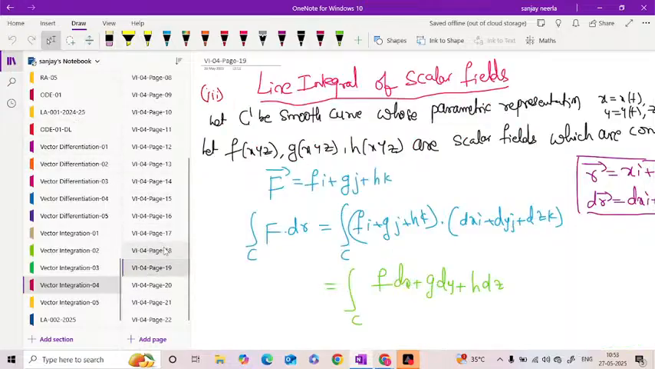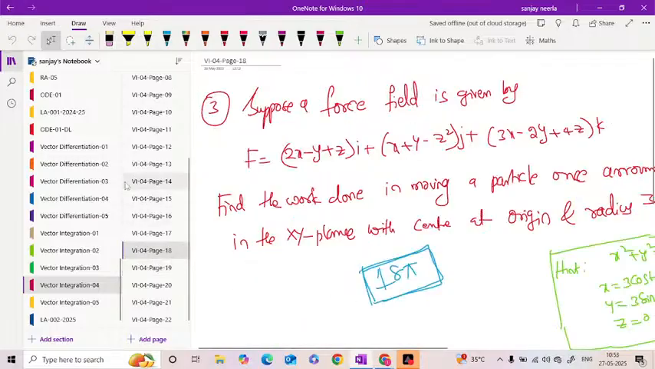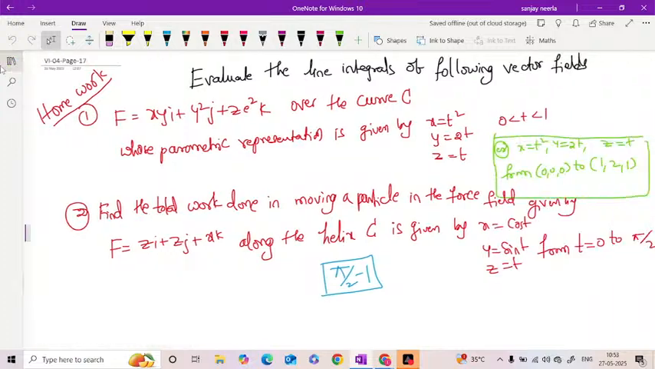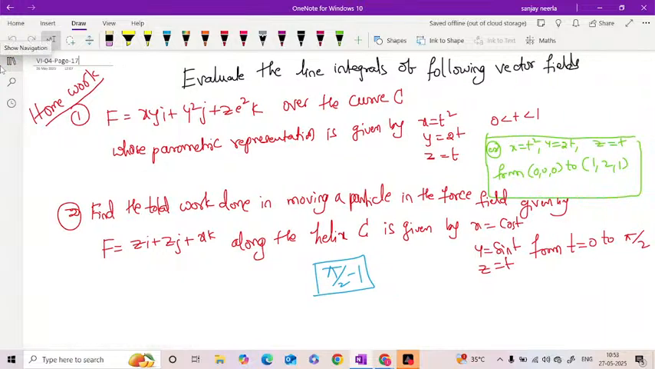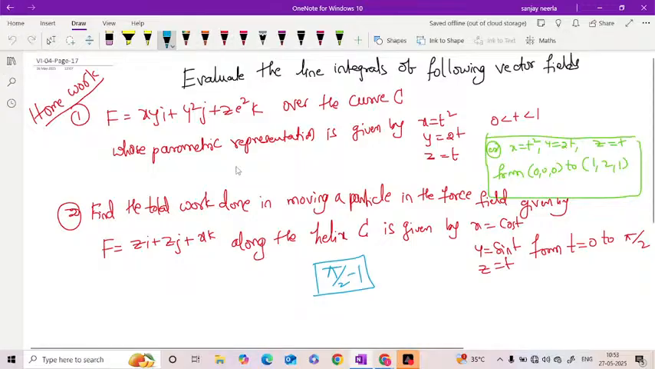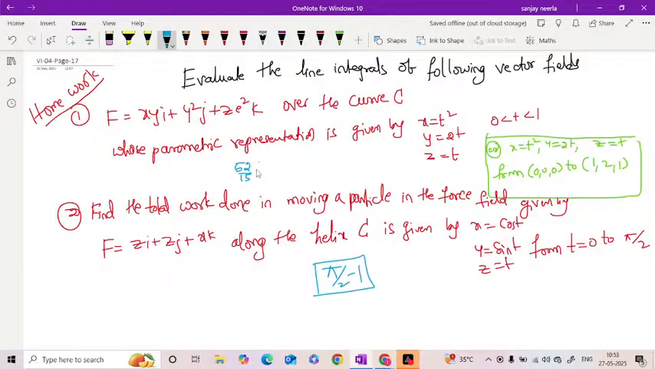This one is about the line integral. Sir, what result did you get for the first problem? 52 by 15 plus e square by 2. Okay, is that correct? Okay, so this is the correct answer: 52 by 15 plus e square by 2.